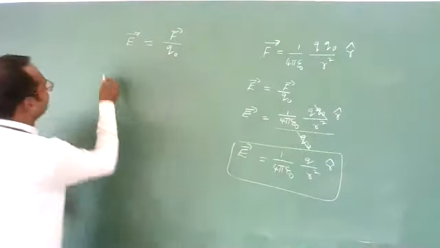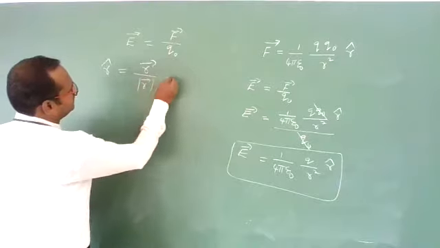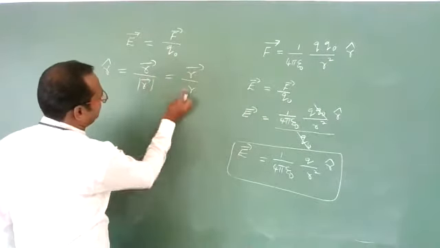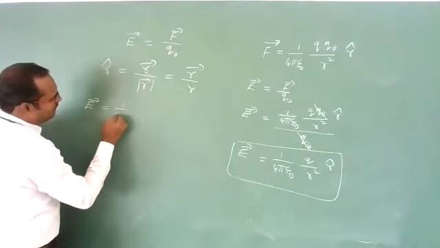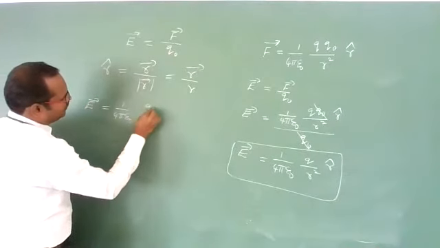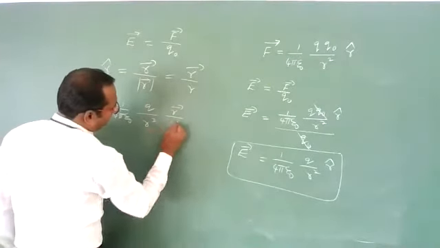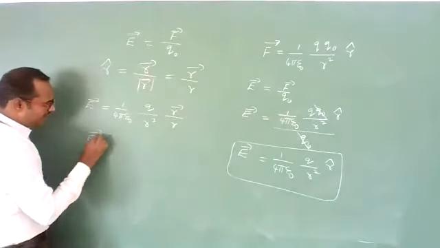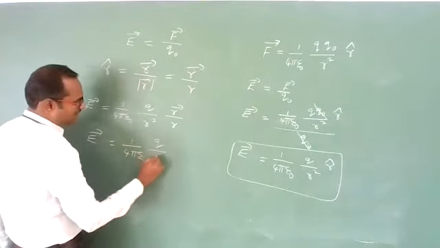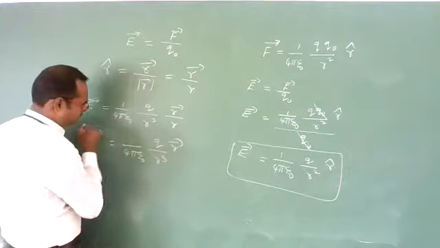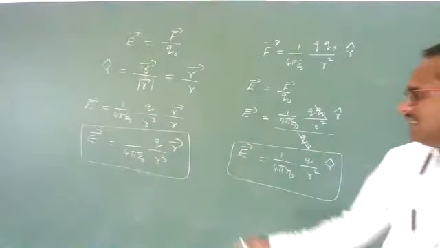And we know r cap can be written as r bar divided by modulus of r bar, which is nothing but r bar divided by r. Modulus of r bar is nothing but r. So electric field E bar is equal to 1 by 4 pi epsilon naught q by r square into r cap, which is r bar by r. So electric field in vector form is 1 by 4 pi epsilon naught q by r cube into r bar. This is the vector form of electric field.